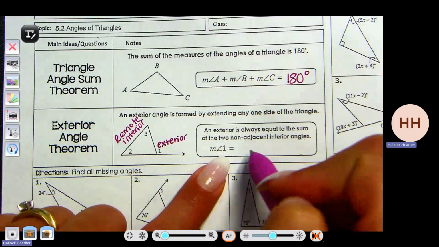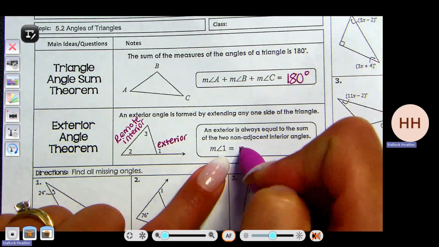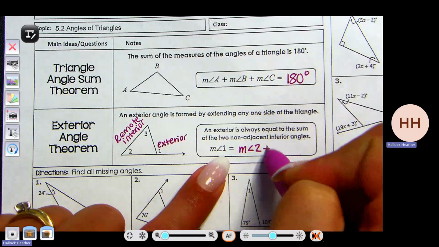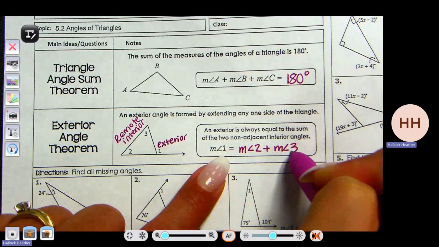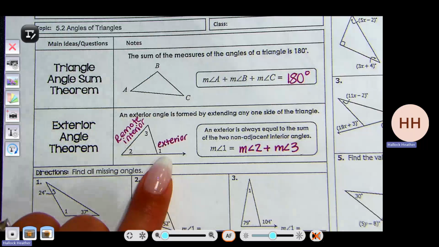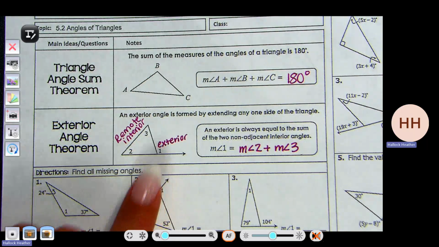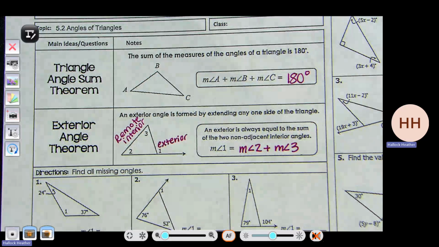So we're going to say the measure of angle 1 equals the measure of angle 2 plus the measure of angle 3. So the exterior equals the two remote angles added together. The reason why this is, I'm going to show it on the board. I'm not going to write it on here because I don't want you to write it.